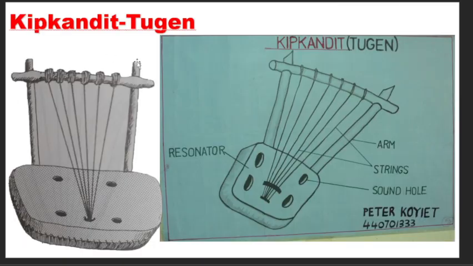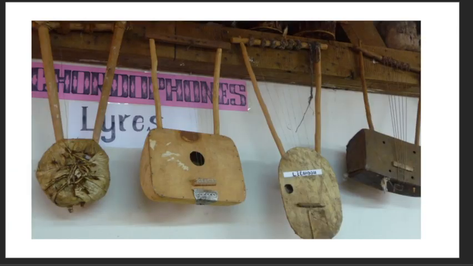Let's look at it again. Kipkandit from the Tugen. It has arms, it has strings, it has sound holes, it has a resonator, it has a crossbar, and so on. So now this is part of the lyres that we are talking about.